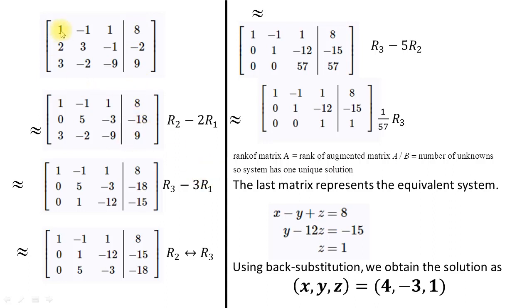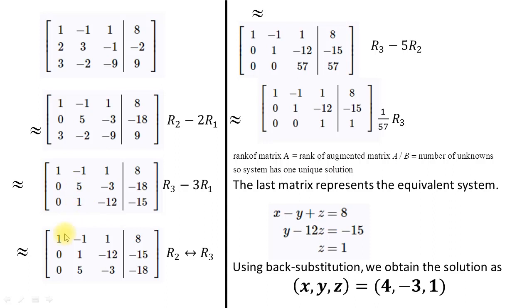Now subtract 3 times R1 from R3. 3 times 1 is 3, 3 minus 3 is 0. 3 times 1 is 3, minus 3 plus 3 is equal to 1. 3 times 1 is 3, minus 9 minus 3 is minus 12, and 3 times 8 is 24, 9 minus 24 is equal to minus 15. Now for the echelon form we need 1 on the diagonal. So for this purpose, interchange the second row and the third row.